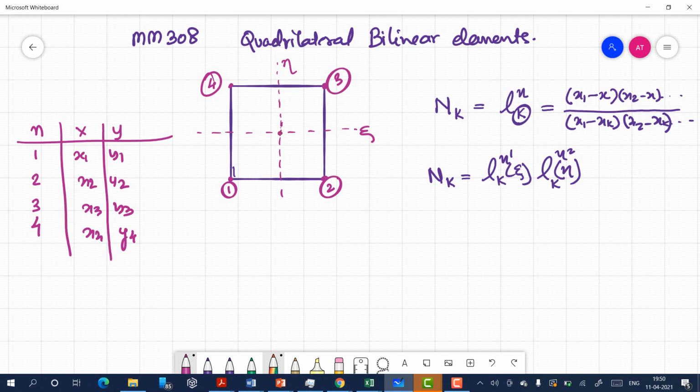So the origin is here for the local coordinate system, and the ends of the element always have a magnitude of 1 from the origin. So the coordinate here on node number 1 is -1, -1. This is 1, -1. This is 1, 1. And this is -1. Sorry, this is 1, -1. Okay. Is it? No. The y value is positive here, so eta is positive and zeta is minus 1. And we have 1 here. So here zeta is 1, eta is 1. Zeta is 1, eta is minus 1. Zeta is minus 1, eta is minus 1. So these are the coordinates of the four nodes.